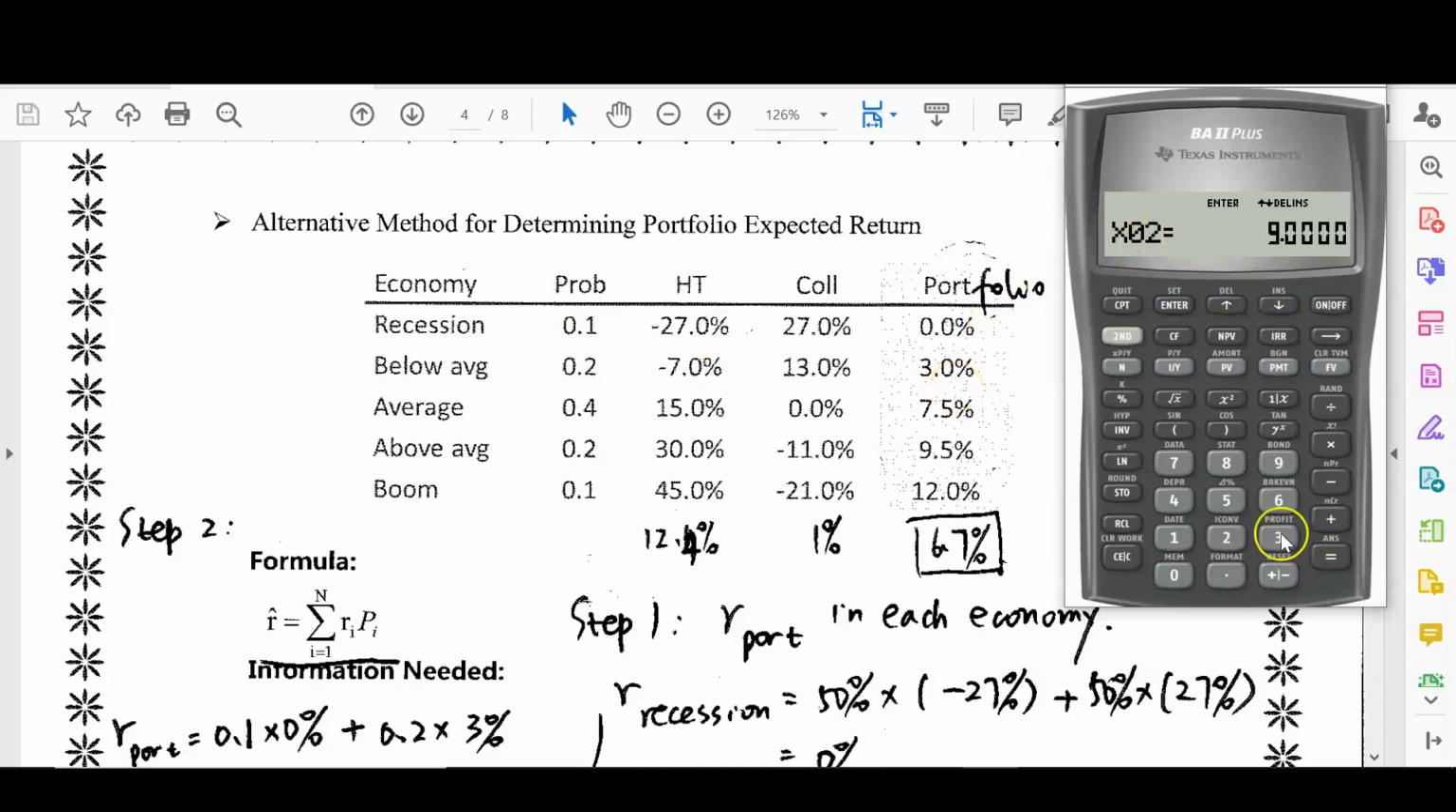x2 is going to be 3%, 3 multiplied by 100, enter. Down button, y2 is going to become 20, enter. x3, 7.5, enter. y3, 40, enter. x4, 9.5, y4, 20. x5, 12, y5, 10.